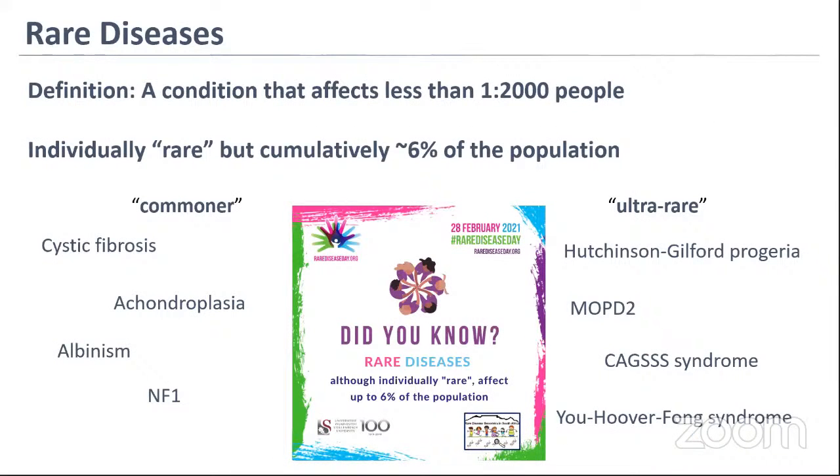Just a few definitions to get us going. We all know what a rare disease is. It's a condition that affects less than 1 in 2,000 people in the population. And while individually rare, cumulatively, approximately 6 to 8% of the population is affected by a rare disease. They span the spectrum from common rare diseases like cystic fibrosis or achondroplasia through to the ultra rare, some of which we would only, as medical geneticists, have seen 1 or 2 in our entire careers.